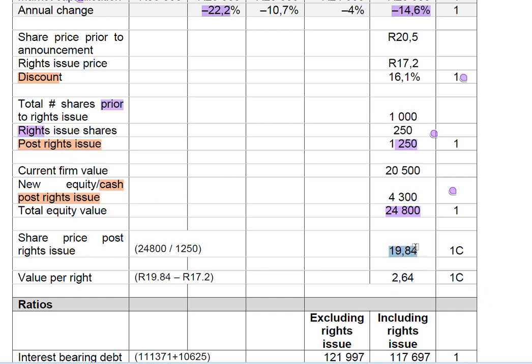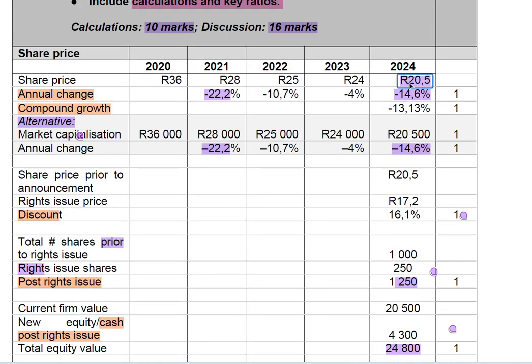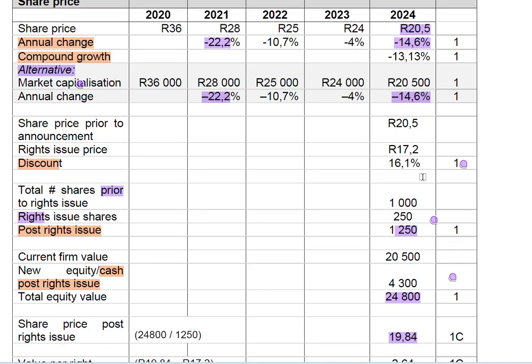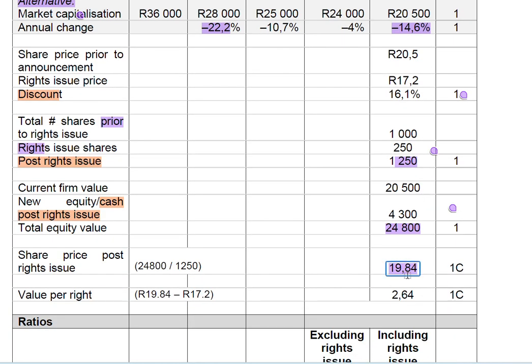Now you can see the share price will drop post right issue. Why are we saying it will drop? It's because it is currently 20.5. After the right issue, it's then sitting at 19.85. That signifies that the share price will drop. Then what is the value per right issue? It is the right issue price minus the share price post right issue, which gives 2.64.